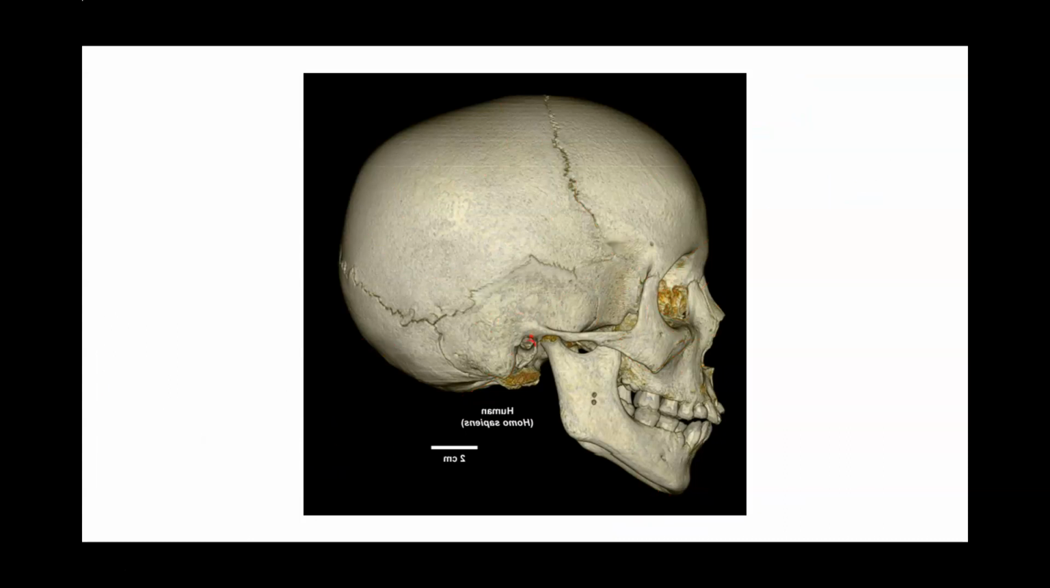This right here, right, that's the external acoustic meatus. And here we see the zygomatic process. This is the mandible, and there's the body of the mandible with the ramus of the mandible. We can see the occipital condyle, or the head of the mandible there, and we would be able to see the coronoid process right there.